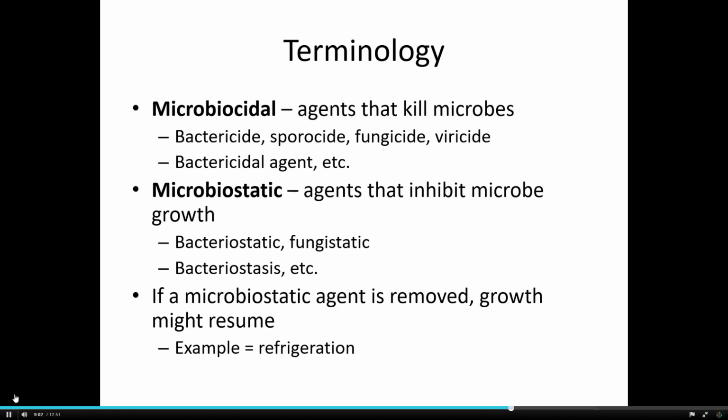And the thing to consider about a microbiostatic agent is that if you remove it, because you didn't kill the microorganism, growth might resume. And so the example here is the refrigerator. If you've ever left something out of the refrigerator accidentally, you know that it might end up spoiling really quickly because any bacteria that were on the food grew quickly while they were out of the refrigerator.